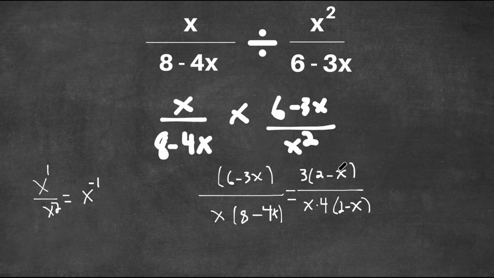And notice how we have 2 minus x and 2 minus x, one on each side, meaning we could simply cancel these two out. So now we're left with 3 over x times 4, which is simply 4x. So this is going to be our answer.